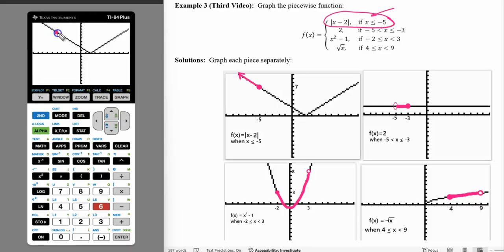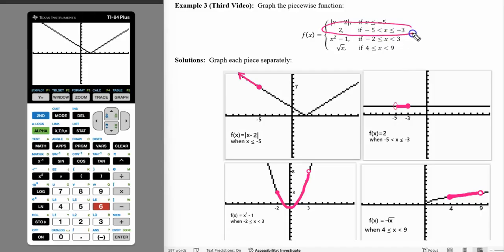And I'm going to fill it in, because from the symbol there it's less than or equal. Then I want everything on the graph to the left. The arrow's pointing to the left, so it's going to go on that way forever. And so I've actually drawn that right here. This is our first piece of the piecewise function. So graph each piece separately.